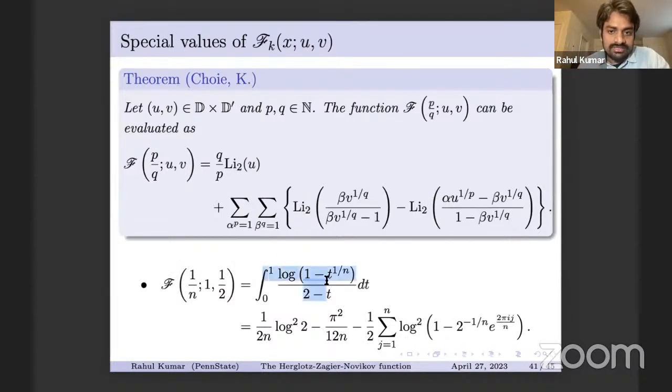Not only that, this theorem actually gives you many integral evaluations like the following. You have this integral from 0 to 1 of log of 1 minus T raised to the power 1 over N, over 2 minus T. I checked some of the tables of integrals. So this was not mentioned anywhere. And it can be evaluated in terms of elementary functions like log and so on. So you can find many such special values of these kinds of integrals from this general theorem.